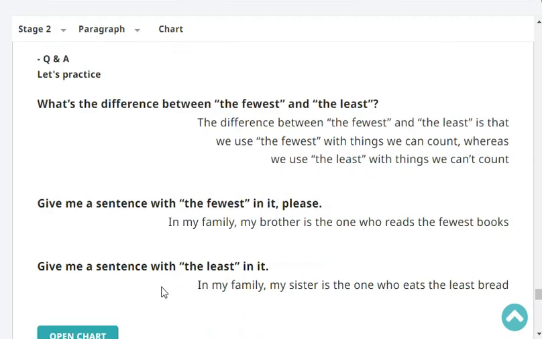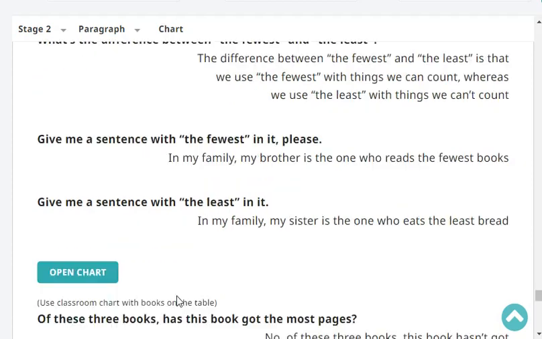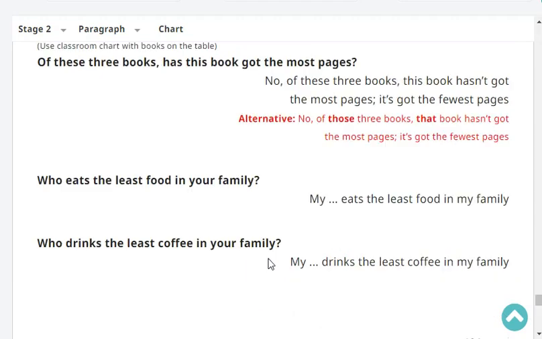Give me a sentence with the words the fewest in it, please. In my family, my brother is the one who reads the fewest books. Give me a sentence with the least in it, please. In my family, my sister is the one who eats the least bread.